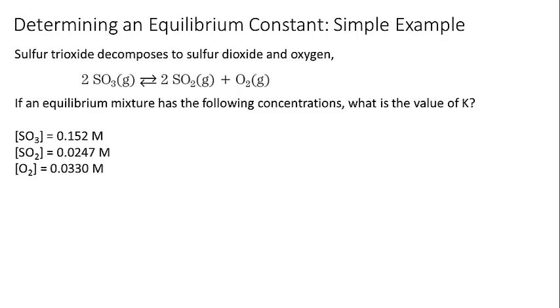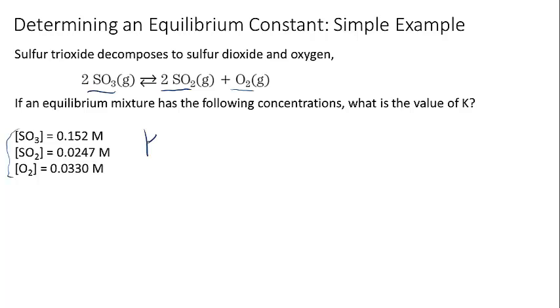So let's look at two examples of this. The first one, a simple example where we know all of the concentrations, and then later on we'll do a more complicated one. We have this equilibrium. Two sulfur trioxides react at equilibrium to make two sulfur dioxides and an oxygen molecule. And these are the species that are found to exist in an equilibrium mixture. We want to know what is the equilibrium constant.